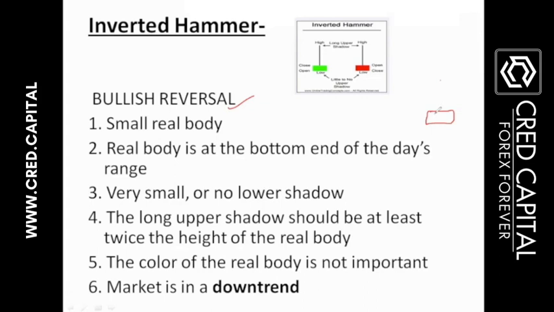There is very little or no lower shadow. The lower shadow is the part below the real body. It can be non-existent or very small, not a longer one, and the upper shadow will be twice the height of the real body. This one is the real body and the upper shadow will be twice the height of this.